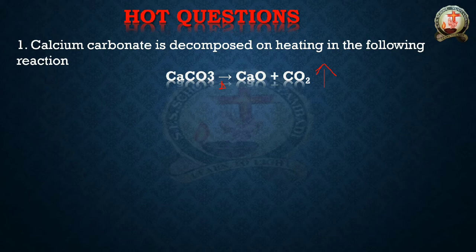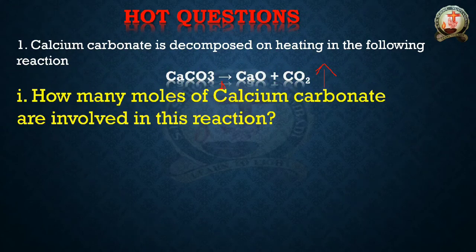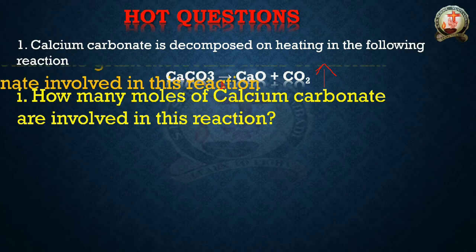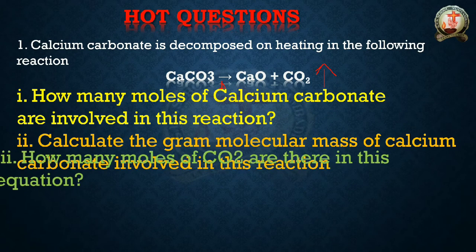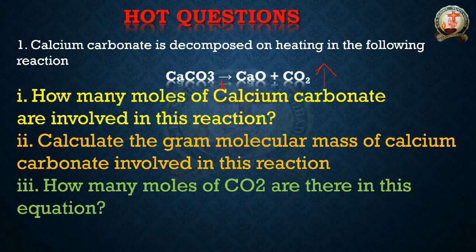So the question itself gives the clear mechanism. Calcium carbonate decomposed means it gets split into two molecules in the presence of heat. We are getting calcium oxide plus carbon dioxide. So what are the questions they are asking? First one, how many moles of calcium carbonate are involved in this reaction? Second, calculate the gram molecular mass of the calcium carbonate involved in this reaction. Third, how many moles of carbon dioxide are in this reaction equation?